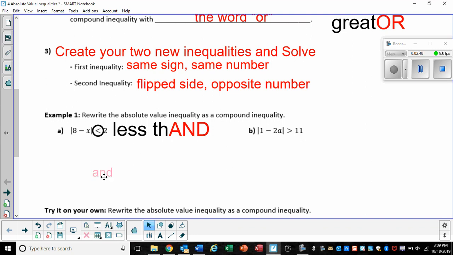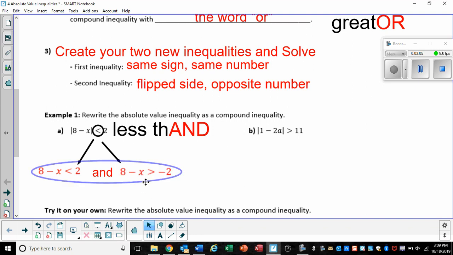So we go ahead and split our inequality into 2 inequalities now. The first one's going to be the 8 minus x, and we're going to keep the sign and keep the number the same. So it's just 8 minus x is less than 2. The other one, we're going to keep the 8 minus x part, and we are going to flip this sign to be greater than and change this to be a negative 2. And that's it. That is our compound inequality. So if we needed to, we would go ahead and solve that.